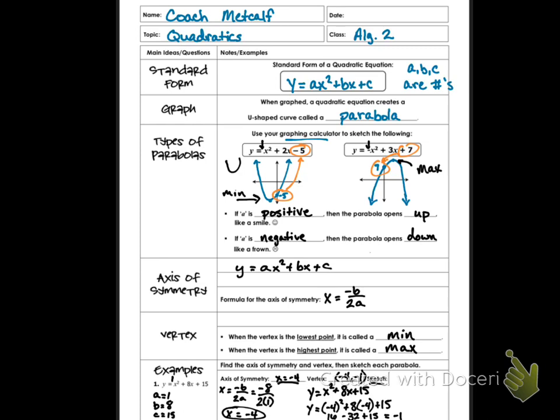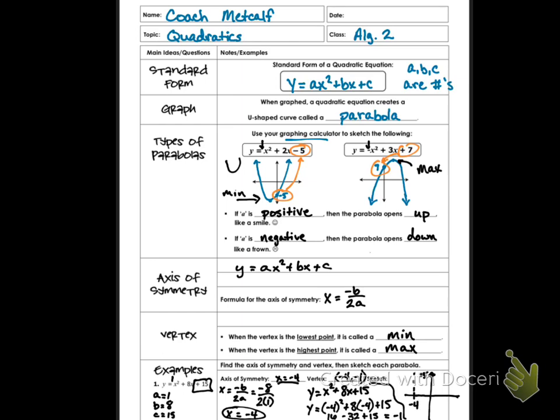Okay, so lastly, we got to do our sketch. Okay, and so this is just a rough sketch, doesn't have to be perfect. And I got a few things that I know about my problem. All right, I know that the y-intercept is at 15. So I know that up here at 15, I'm going to have my y-intercept. So I'm going to have a dot there. I also know that the axis of symmetry is at negative 4.